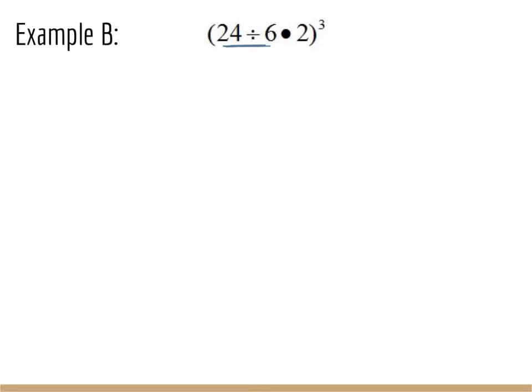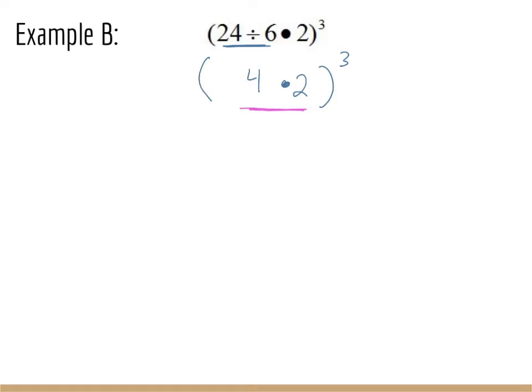And now I'm going to copy everything else down exactly as I see it. So I'm going to copy down my parentheses. I'm going to copy down my multiply times 2. Copy down my other parentheses. Copy down my third power. All right, now I'm going to do 24 divided by 6, which gives me 4. So I'm going to bring down my 4 and put it inside my parentheses. So now I still have something to do inside my parentheses. I have to do my 4 times 2 because that's inside my parentheses.